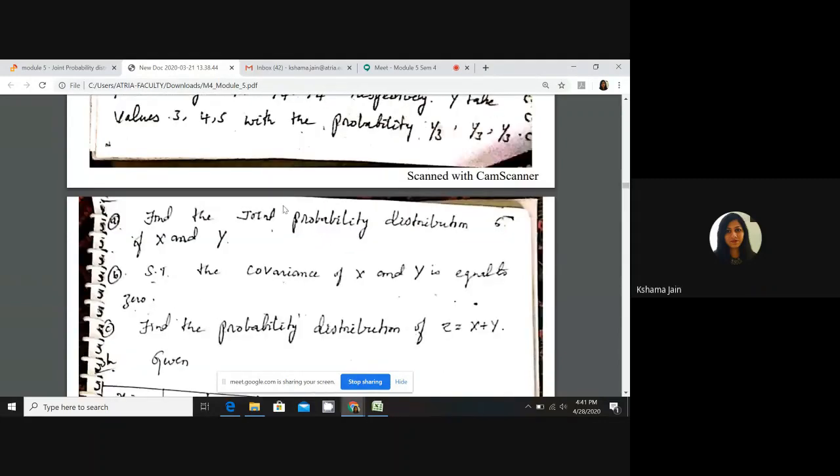The question starts: find the joint probability distribution. Very easy. Now you are having marginal distributions. Your work is to find the joint probability distribution. Secondly, show that the covariance is equal to 0.